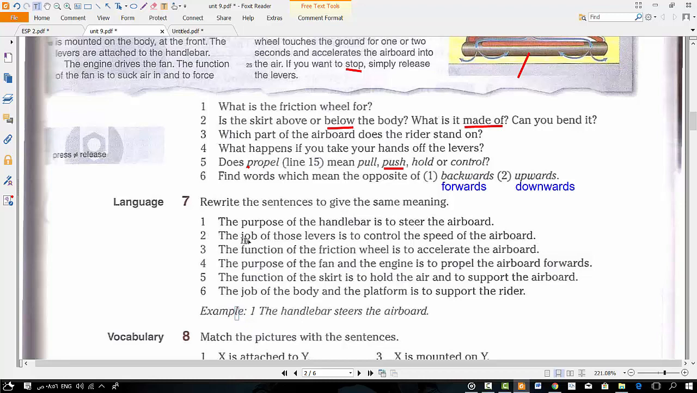Number 2. The job of those levers is to control the speed of the airboat. Okay. Let's say the levers control the speed of the airboat.